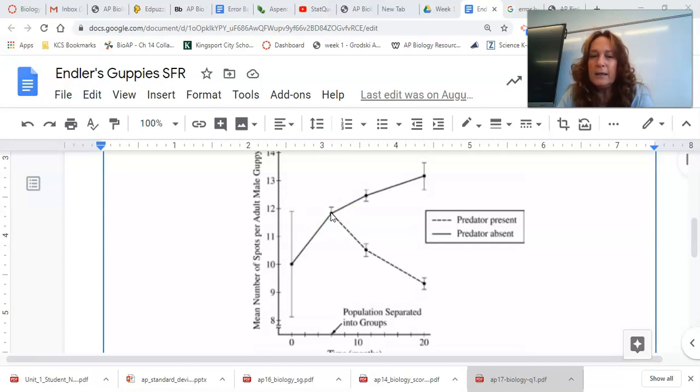So let's look at these now at different times. At 6 months, there's no significant difference really between the spots at 6 months and at 0, because their error bars overlap. But if you look between 6 and 14 months with the predator, these two groups, their error bars do not overlap. They're from just different groups. We can say they're significantly different.